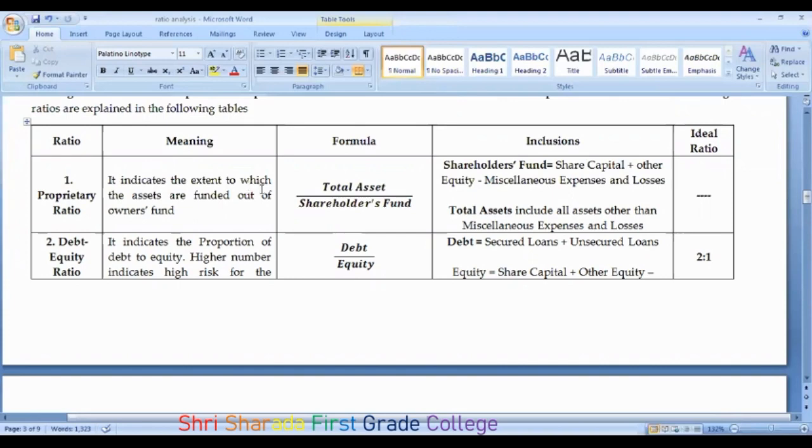The proprietary ratio indicates the extent to which the assets are funded out of the owner's fund. So wherever only the shareholders fund is involved, only that will be considered in the case of proprietary ratio. Total assets will be compared with the shareholders fund. Shareholders fund includes the share capital plus other equity minus miscellaneous expenses and the losses.